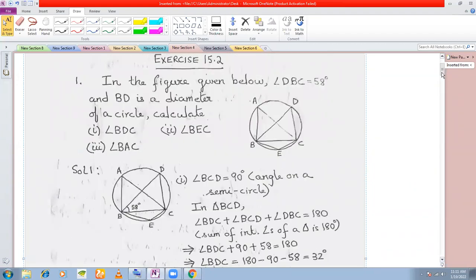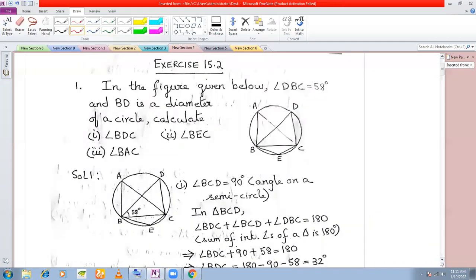Okay, in this figure, angle DBC is 58 degrees. So I have marked it here. DBC is 58 degrees. BD is the diameter. That means this line that you see here, this is the diameter. That means the center of the circle lies on this line. Okay. Remember that this line here passes through the center of the circle.